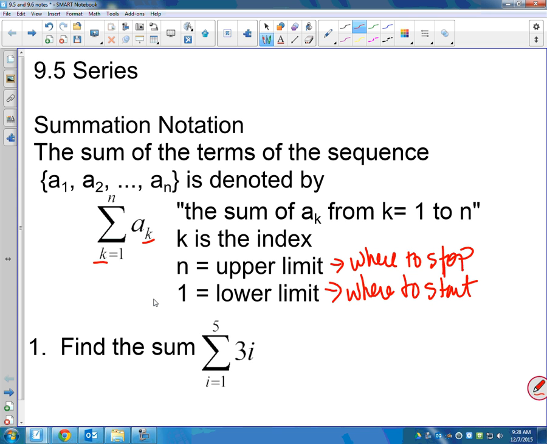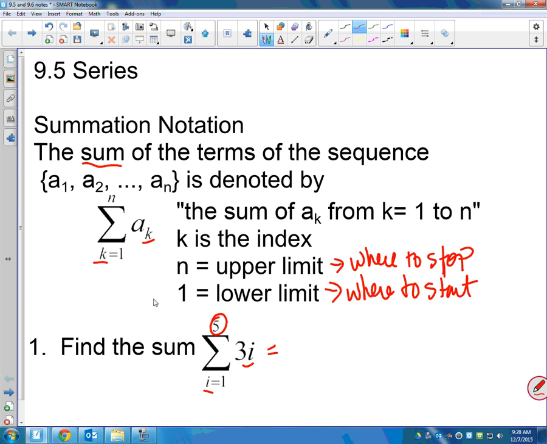So my example. Notice on this one, they use I instead of K, but still whatever this letter is this letter. And they're telling me that we're going to go from 1 to 5, which means I'm going to plug in I equals 1. Then I'm going to keep going. I'm going to plug in I equals 2, I equals 3, I equals 4, I equals 5, and I'm going to stop at 5 because that's my upper limit. And then I'm going to add them together because that's what sigma means. It means the sum of those terms.